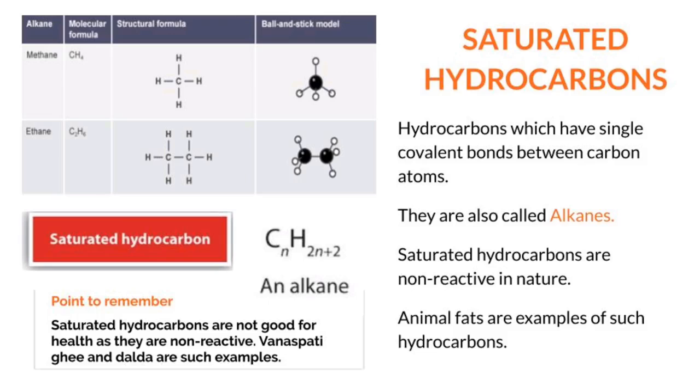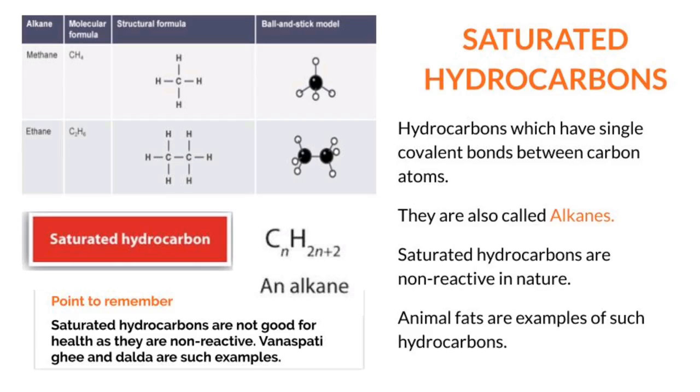The first kind of hydrocarbon is saturated hydrocarbon. These hydrocarbons have single covalent bonds between carbon atoms. They are also called alkanes. Since the octet of the carbon atom is complete by forming covalent bonds with hydrogen atoms, saturated hydrocarbons are non-reactive in nature. They are either animal fats, vanaspati ghee, or dalda.